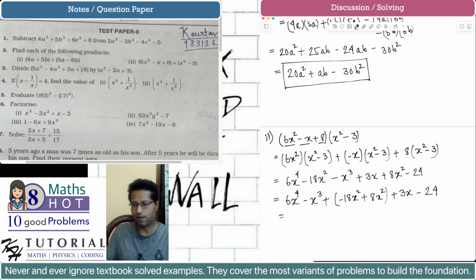Now, if we add up the like terms, we get the final result as 6x to the power 4 minus x cube, and then minus 10x square and then plus 3x and then minus 24. This is the final product.